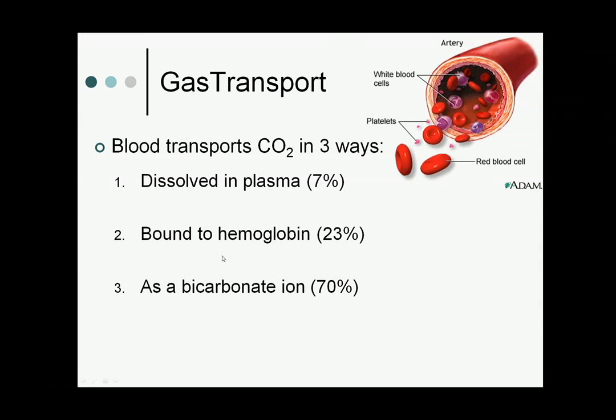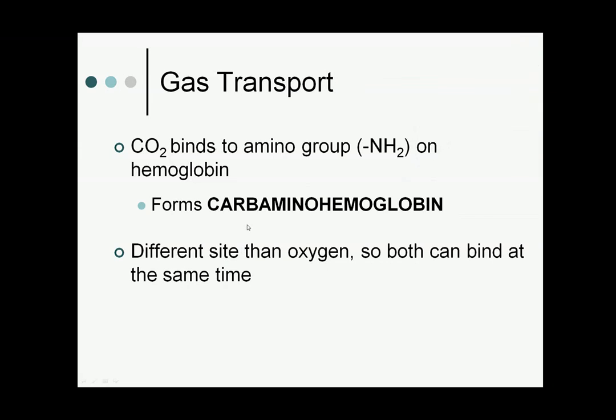There are three ways that the blood is transporting carbon dioxide. Again, we've kind of already talked about some of this. We talked about bicarbonate in the blood unit because that's the biggest way carbon dioxide is traveling. Some of it's dissolved in plasma, some is bound to hemoglobin, but most of it's traveling as a bicarbonate ion. So let's go over how bicarbonate ion is formed, which is pretty simple.